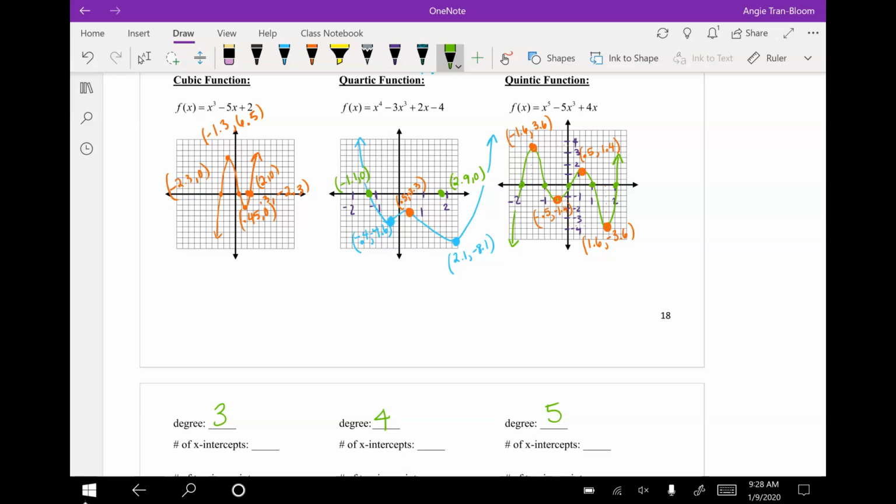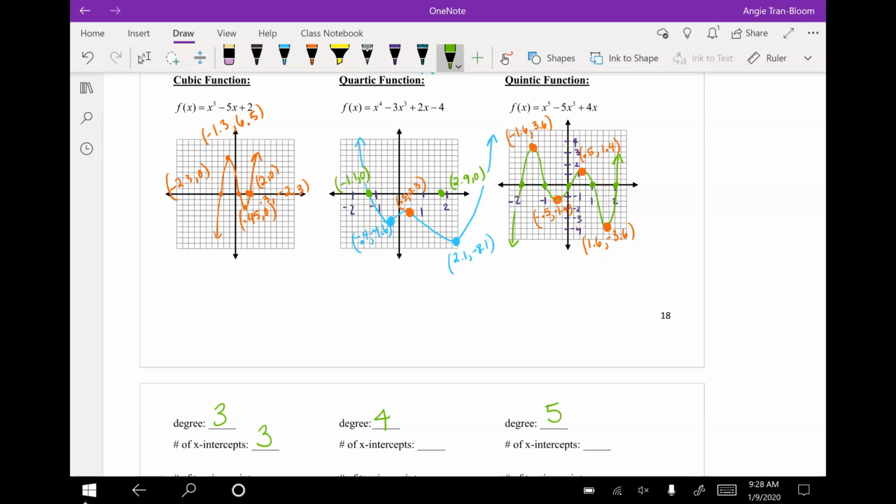Now look at your graph of the cubic. How many x-intercepts do you see? 3, right? 3 x-intercepts. Remember, we talked about the x-intercepts. You can have at most. The word at most means up to that degree. Can I have less than that? Yes. Okay. I can have no x-intercept. So be mindful of that.